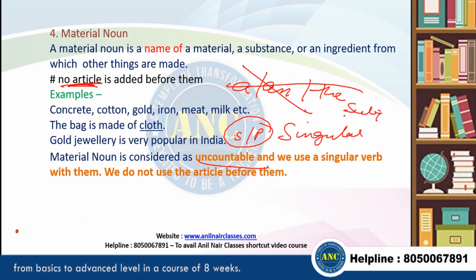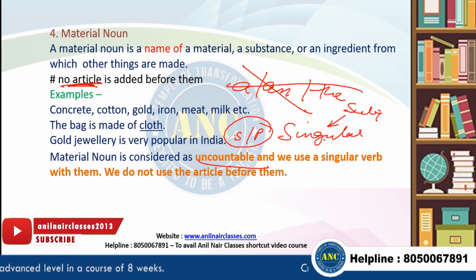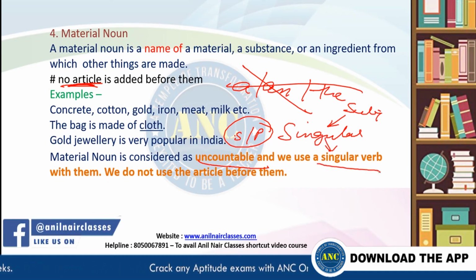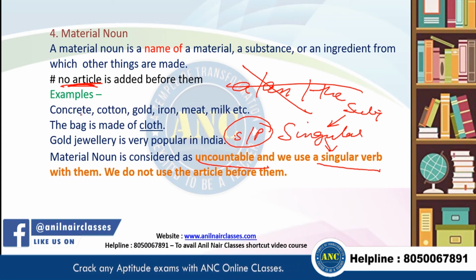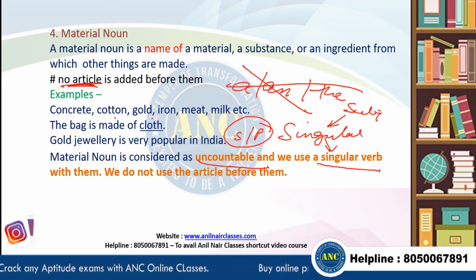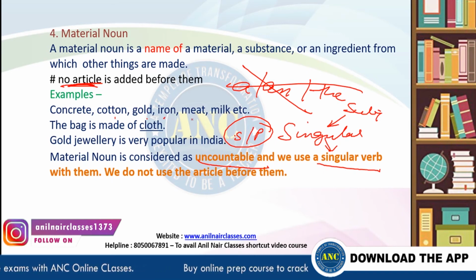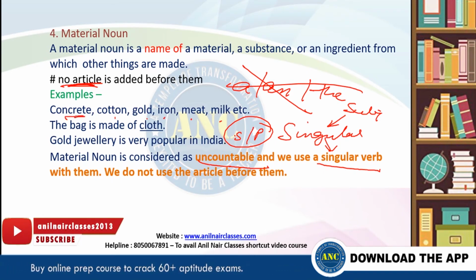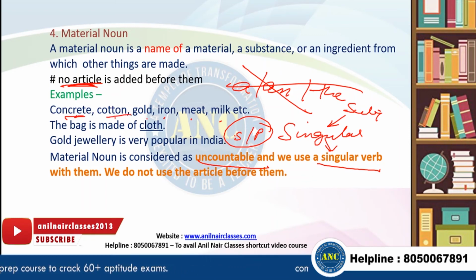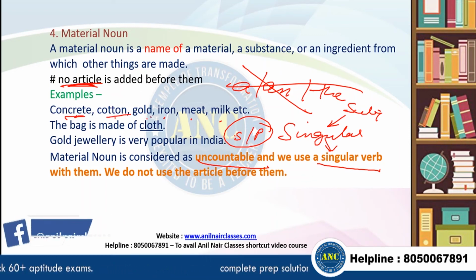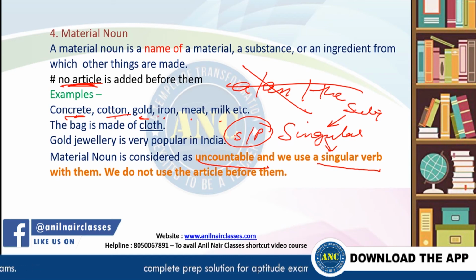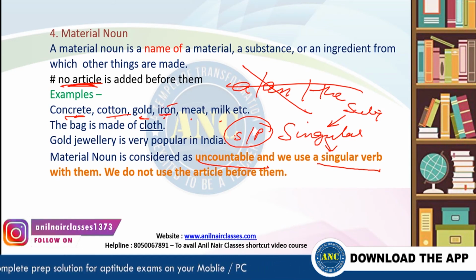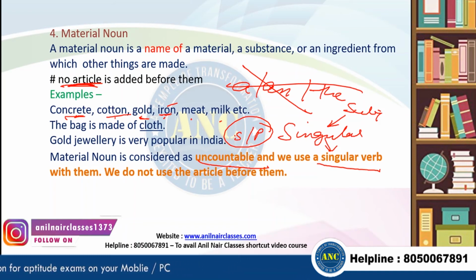So when the material noun is functioning as a subject, we will always use a singular form of a verb with it, right? For example, concrete, cotton, gold, iron, meat, milk. With the help of concrete, we can make something else. With the help of cotton, we can prepare something else. Gold is used to prepare jewelry. Iron is used to prepare iron rods, bridges. So many things are there, which you can prepare using iron.